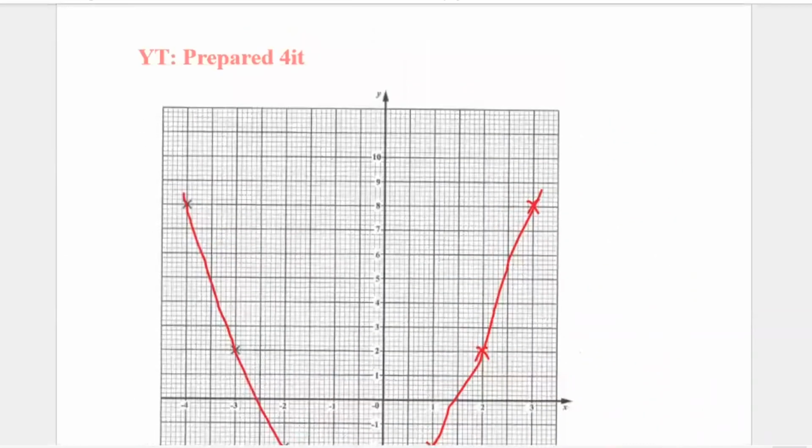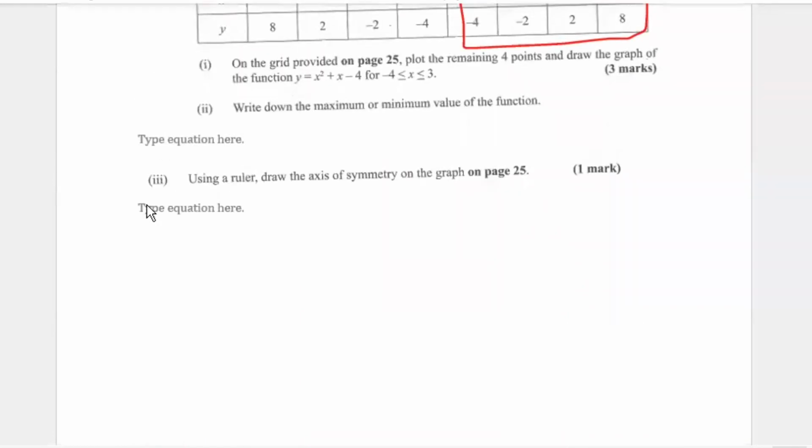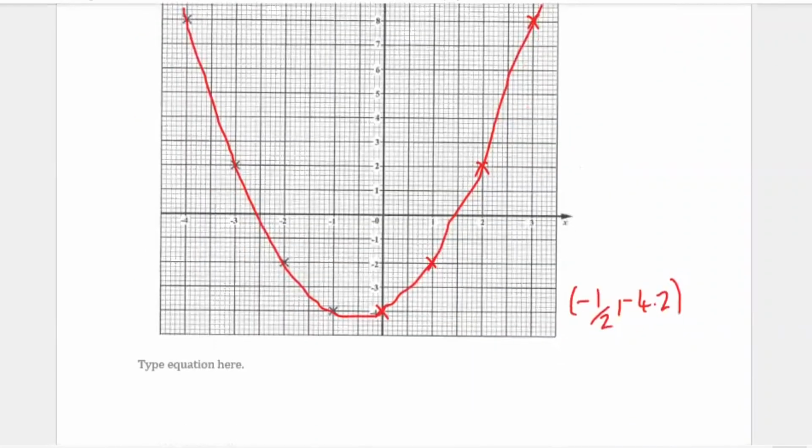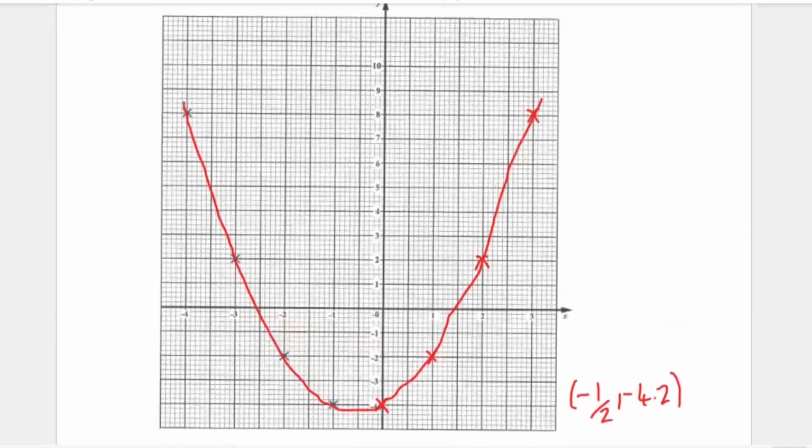Minimum value for our quadratic graph there. Now, part 3 says, using a ruler, draw the axis of symmetry. Once you know the minimum value, you can also easily tell what the axis of symmetry is, because the axis of symmetry is the x value of your minimum value, which is also the line that splits your graph in two. So all you're doing is drawing this line on your graph, at the -0.5, which you identified.